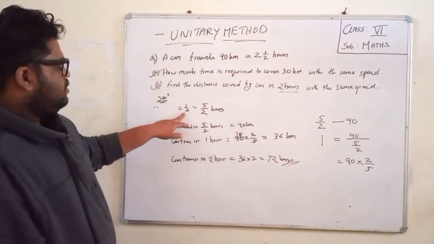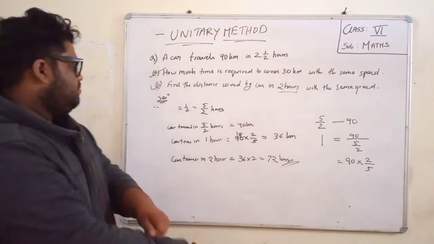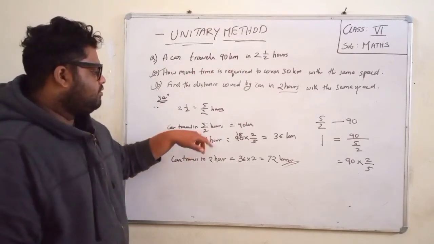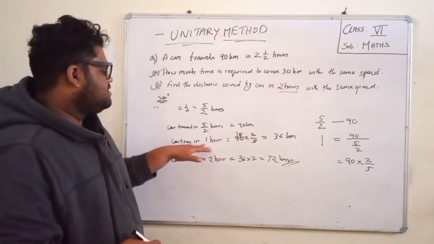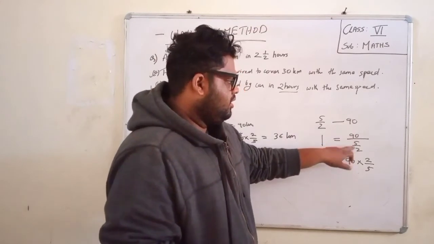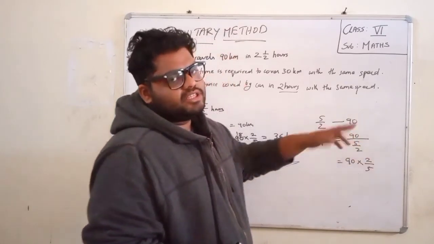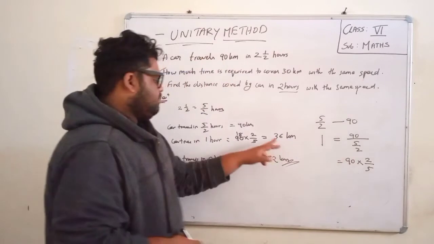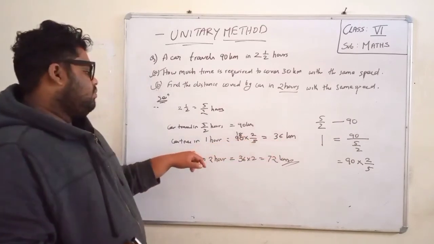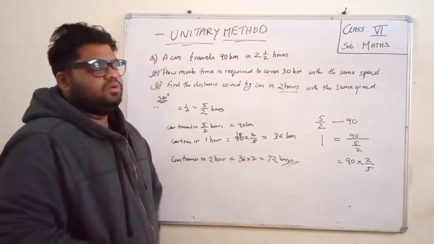So here we took first 2 and 1 by 2 is equal to 5 by 2 hours. We don't have to change it into minutes because we have to find it in hours only. So the car travels in 5 by 2 hours 90 kilometers. Since my question is how much it travels in 1 hour, in 1 hour it is 90 by 5 by 2. 5 by 2 converts into multiplication and we put the denominator as numerator and numerator as denominator. So 90 into 2 by 5. Solving this, we get 36. That is, in 1 hour it travels 36 kilometers. The car travels in 2 hours 36 into 2, which is equal to 72 kilometers.